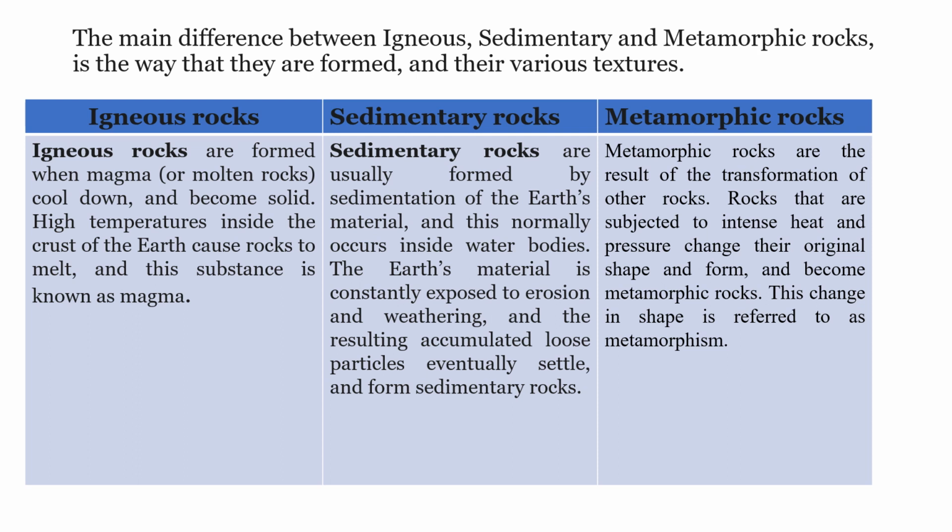Sedimentary rocks are usually formed by sedimentation of the Earth's material, and this normally occurs inside water bodies. The Earth's material is constantly exposed to erosion and weathering, and the resulting accumulated loose particles eventually settle and form sedimentary rocks. Metamorphic rocks are the result of the transformation of other rocks. Rocks that are subjected to intense heat and pressure change their original shape and form and become metamorphic rocks. This change in shape is referred to as metamorphism.